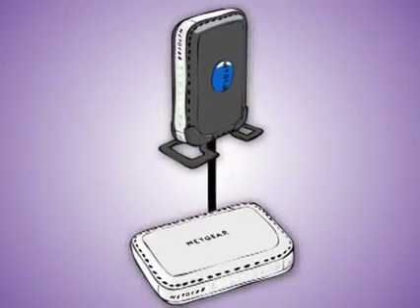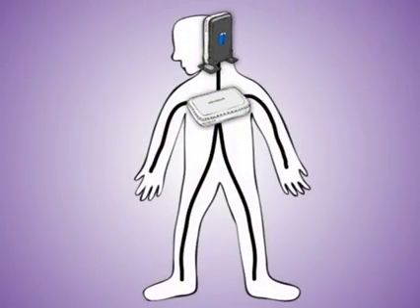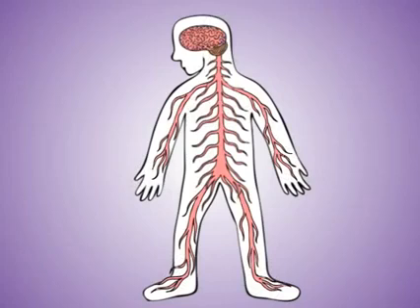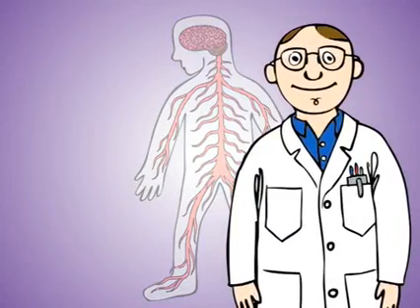A router, a switch, and network cables all come together to create a fast and reliable wired network that works a lot like your body's nervous system. Fortunately, you don't have to be super brainy to understand how it all works.